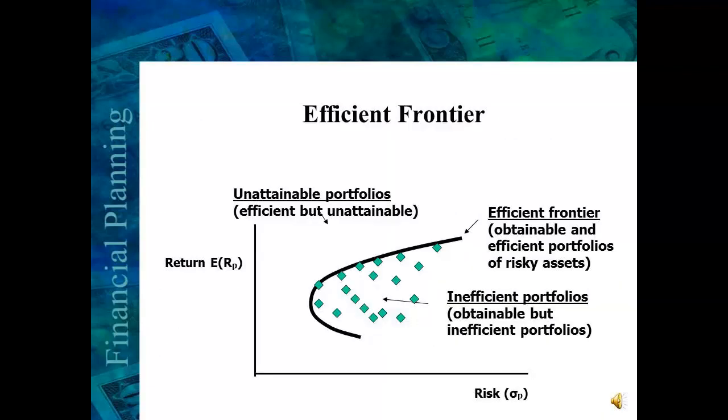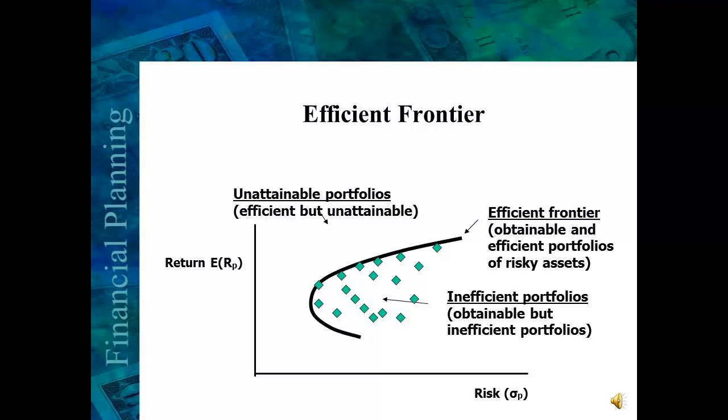Take a look at the graphic on this slide. The x-axis depicts the given level of risk as measured by portfolio standard deviation, and the y-axis depicts the portfolio's expected return. The entire opportunity set of all the different asset allocations is graphed. They appear as the green diamonds. Once the risk-return profile of the entire opportunity set is known, the efficient frontier can be determined.